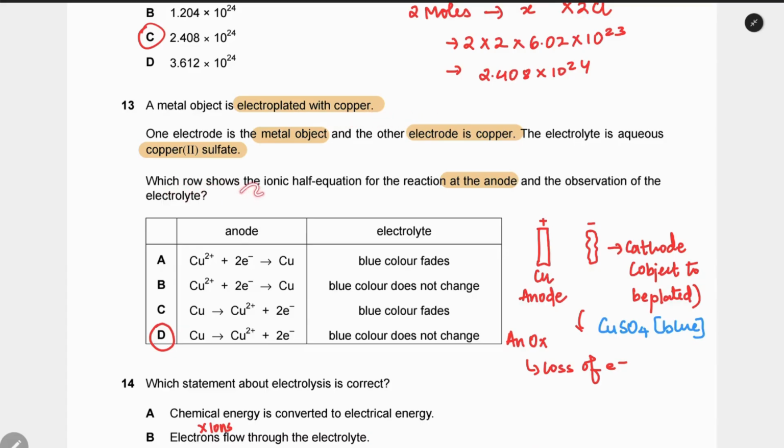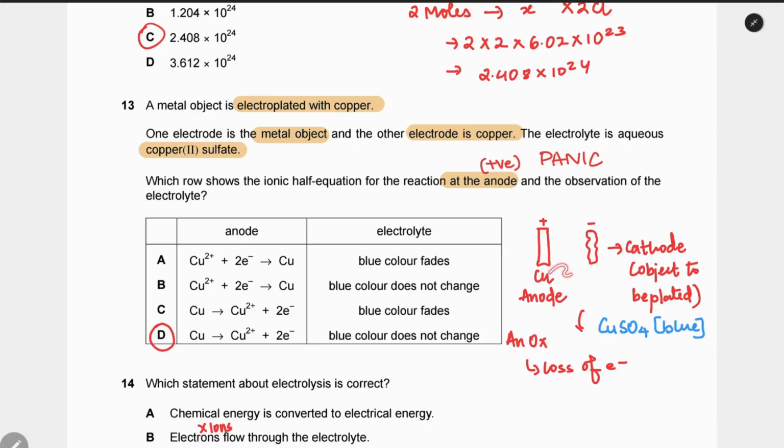Which row shows the ionic half equation for the reaction at the anode? So we need to know about the anode. You must know whether the anode is positive or negative. Use this word: PANIC. Positive is anode, so it's going to be positive. So at the positive anode, what is going to be formed? And we have to show what exactly the observation would be.